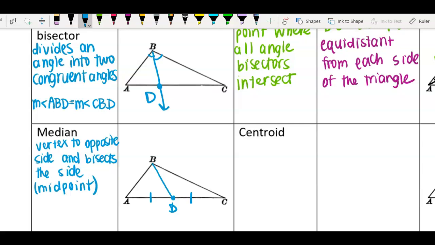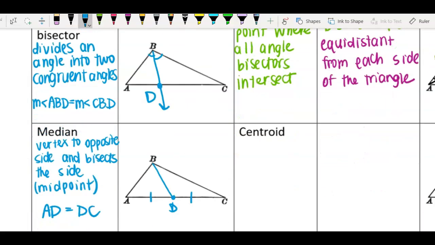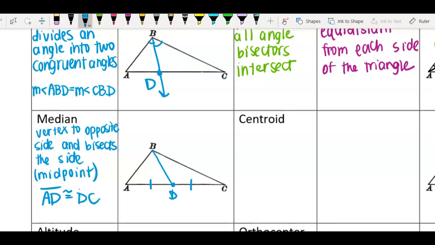So the special relationship would be that AD is then equal or congruent to, how did I say congruent the first time, so those two pieces would be the same, or we could say CD. It really doesn't matter, but you get the idea, okay?